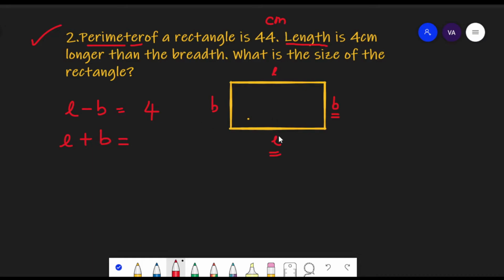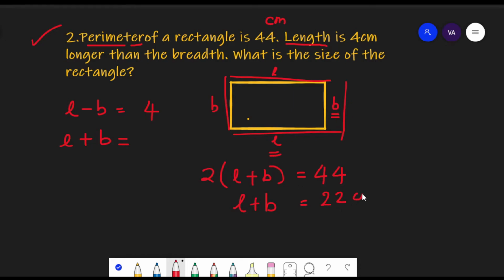What is L plus B given? 2L plus 2B is the perimeter of the rectangle, which is given as 44 centimeters. So a single L plus B will definitely be 22 centimeters. See, this L plus B and this L plus B total is 44 centimeters. So one L plus B will be 22 centimeters.